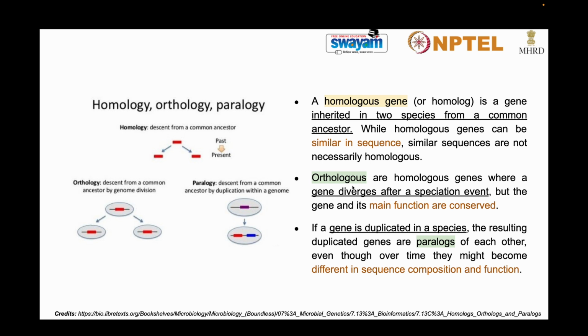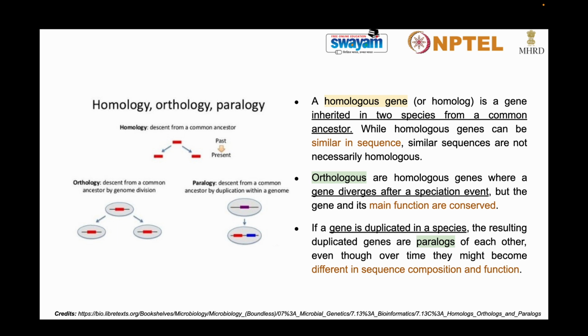So we can see the definition. Orthologous genes are the homologous genes where a gene diverges after a speciation event. Speciation means a new species has arrived, but the gene and its main function are conserved. Conserved means that even if the speciation has happened and the new species has arrived, the function is the same.